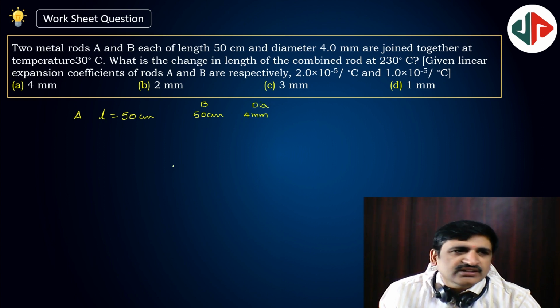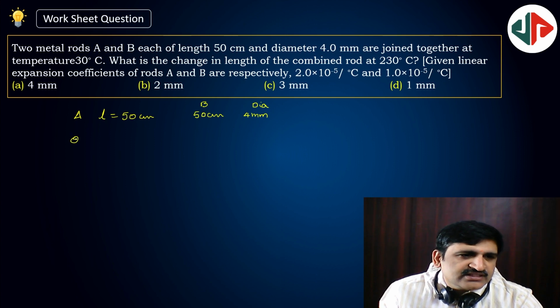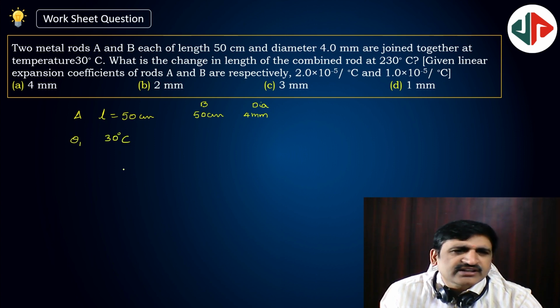Next. Initial temperature theta 1 is 30 degrees. Theta 1 or T1 you can write. Not a big task. And it is heated to theta 2, which is 230 degrees. So the temperature difference is 200 degrees.